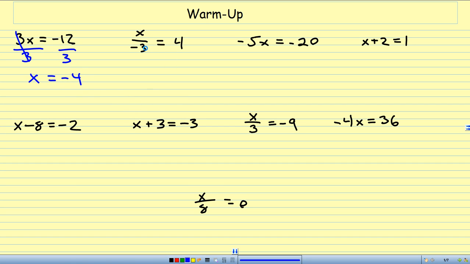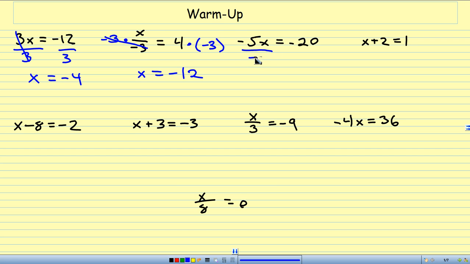We have x over negative 3, and that is equal to 4. So we're going to multiply both sides by negative 3. So when I do that, these two negative 3's cancel out. I have x equals 4 times negative 3, which is negative 12.